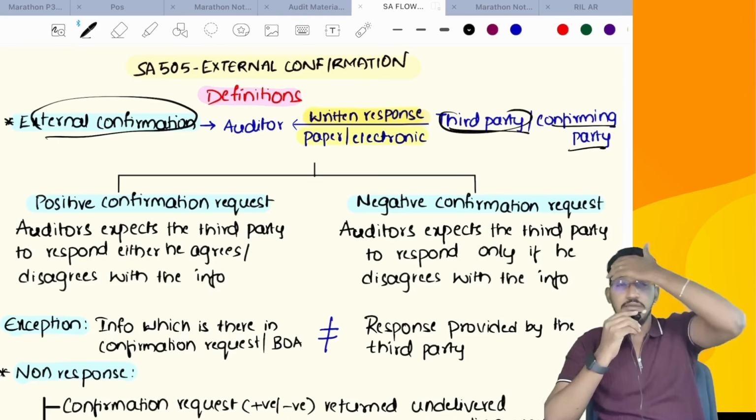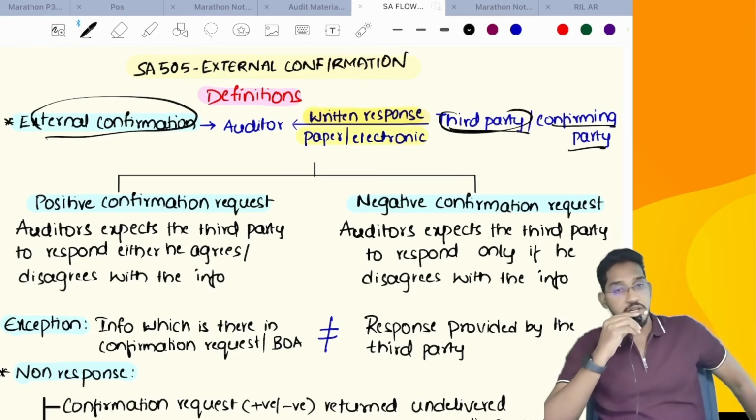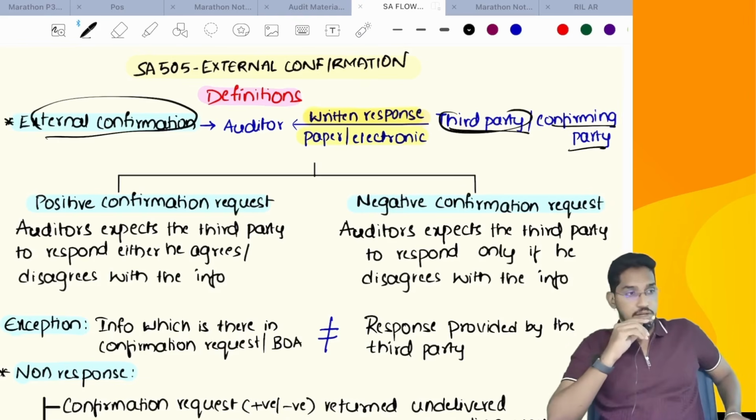Then, say for example, one auditor is sending the confirmation request like this. He is saying in the confirmation request, sir, I am the auditor of so and so company. I came to know that you are a debtor of my client. Please tell me the amount you are due to my client company. Positive or negative? Understood the question I am asking?